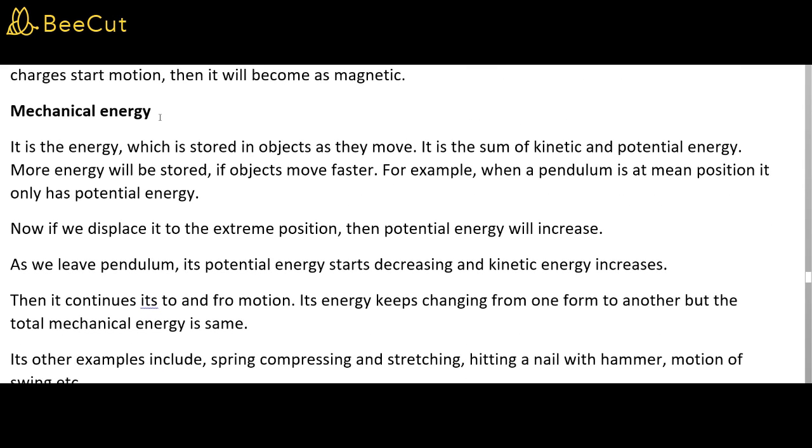Now the next term of kinetic energy is mechanical energy. It is the energy that is stored in an object as it moves. You must not be confused with potential energy, as it is not the potential energy, but since it seems a little similar, that's why I took that name. It is the sum of kinetic and potential energy of the whole system, right? More energy will be stored if the object moves faster. Initially the object will have potential energy, and when it starts moving, it will be converted into kinetic energy. For example, in the case of a pendulum, when it is at the mean position, at the central point O, then it only has potential energy. But when you start its displacement, when it starts moving, then definitely it will change its energy.